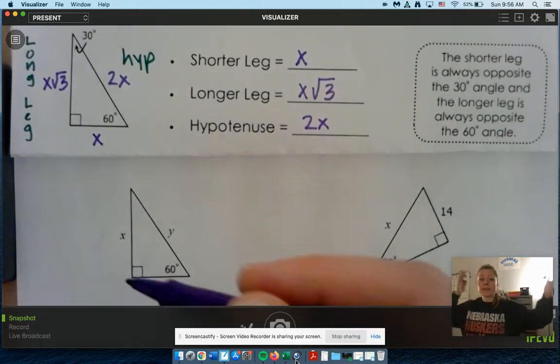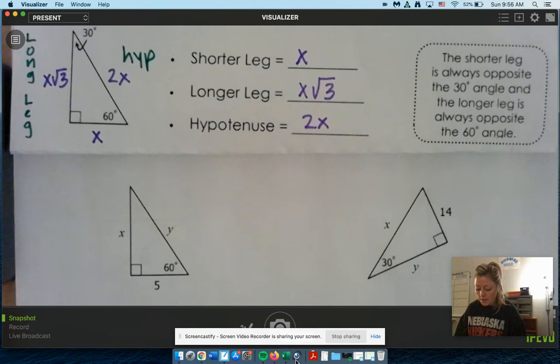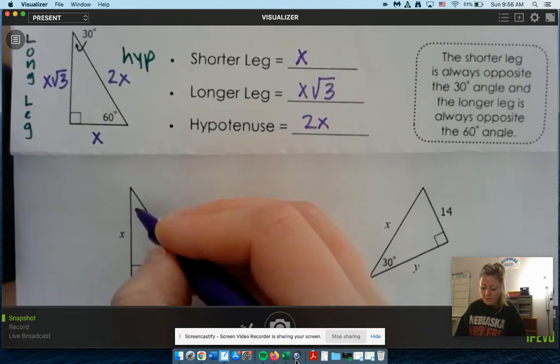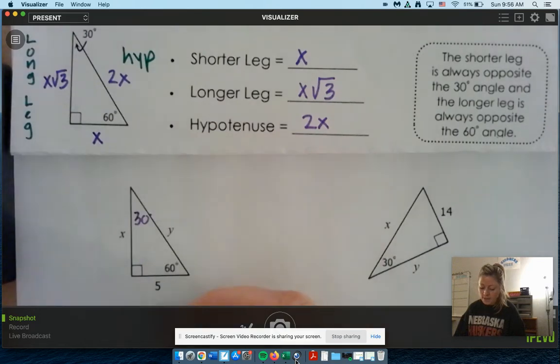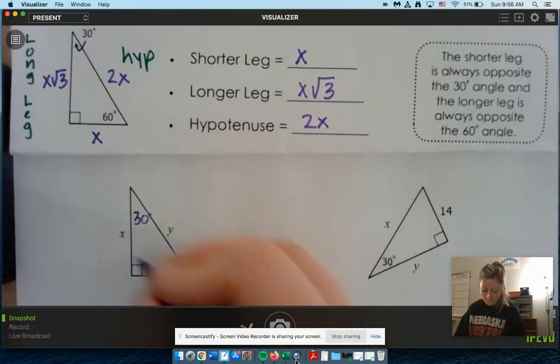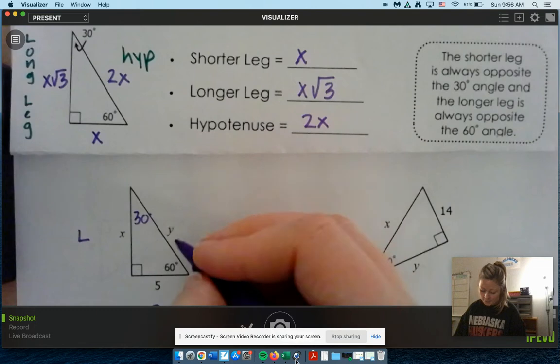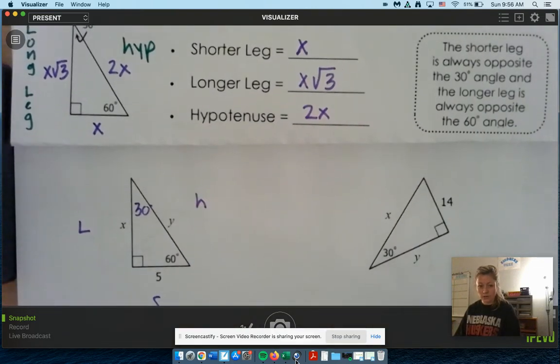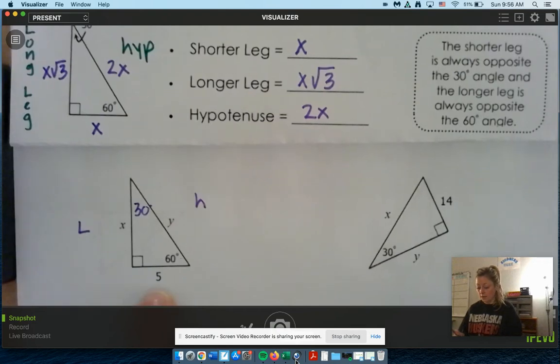So step 1, label your sides, okay? 5 would be your short leg, right? Because this would be your 30-degree angle here. So I'm going to put an S. X would be our long leg. Y would be our hypotenuse. So now this one's pretty easy because they give us our short leg, right? We already know what our X is. Now everything's based off of this leg.